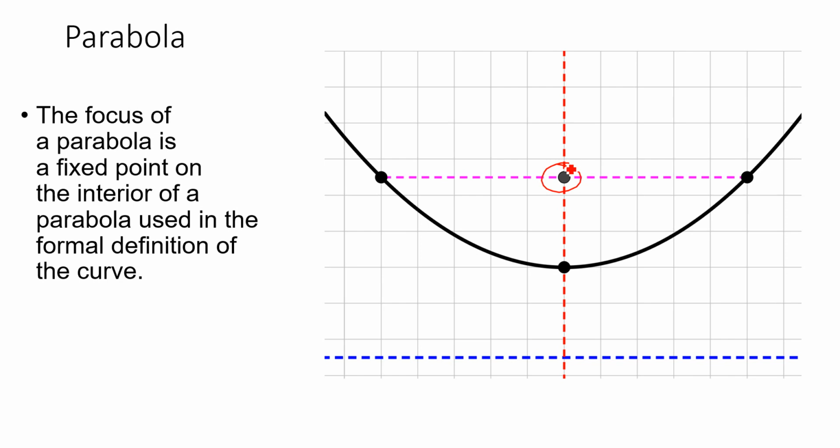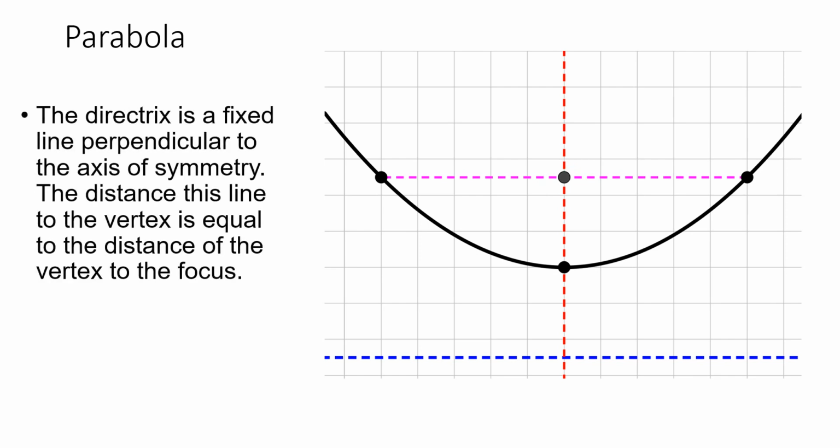Next, when we say directrix, it is a fixed line perpendicular to the axis of symmetry. The distance of this line to the vertex is equal to the distance of the vertex to the focus. Now, what does it mean? This blue broken line is our directrix. The distance from the directrix to the vertex, and the distance from the vertex to the focus, are the same. If this is A, then this is also A.